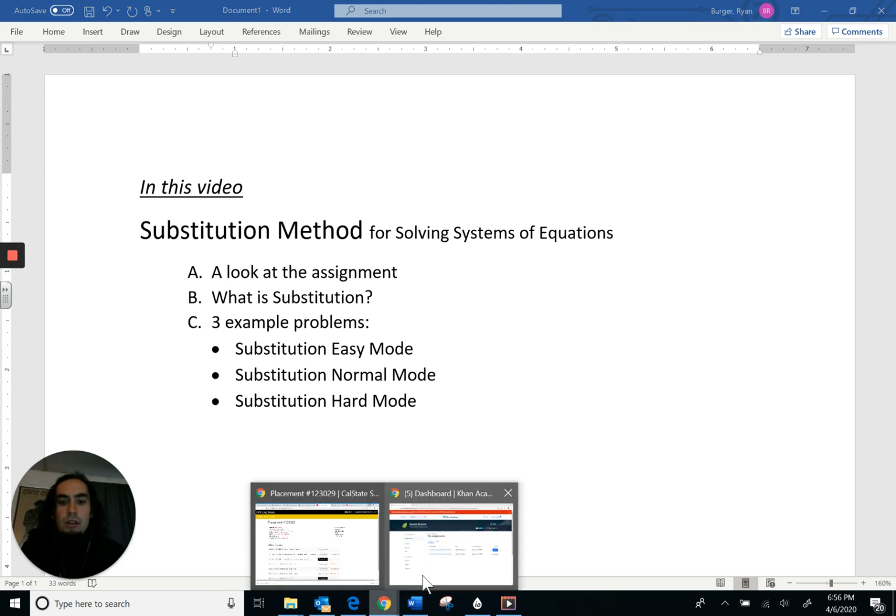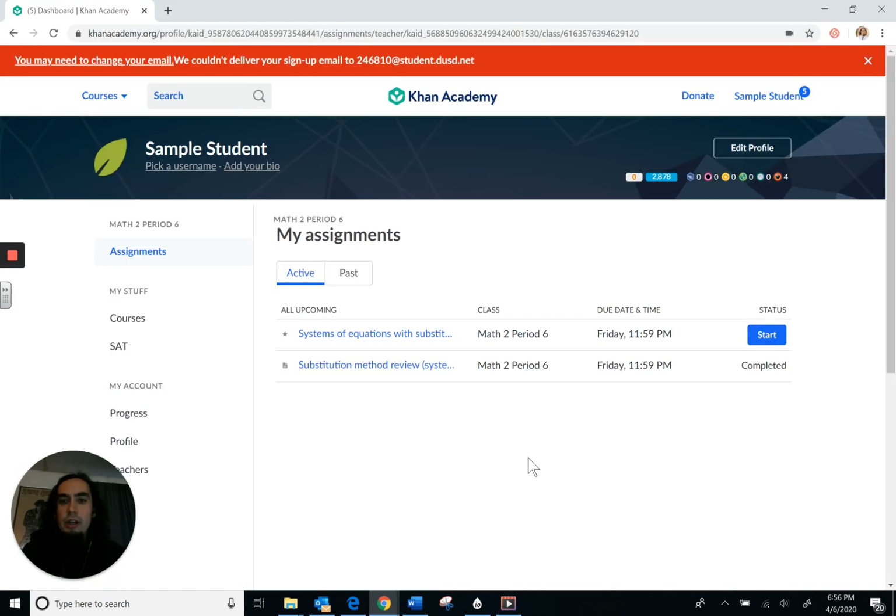Let's take a look at what the Khan Academy assignment looks like. So go ahead and log into Khan Academy. For any students who have still not been able to get into the Khan Academy platform, please let me know so I can help you to sign up and log in and get everything going, because everything is going to be through Khan Academy, or almost everything.